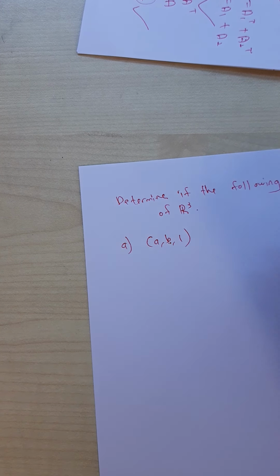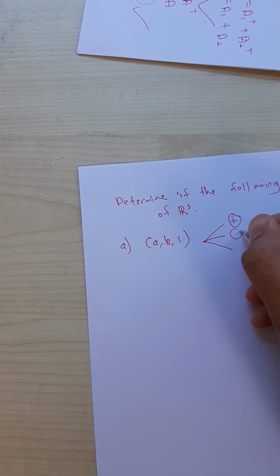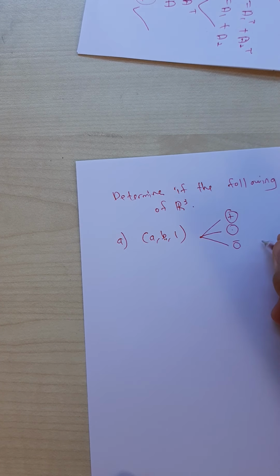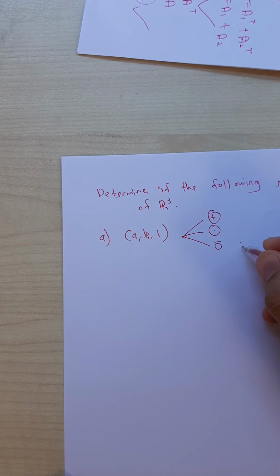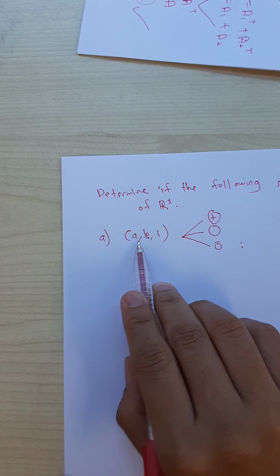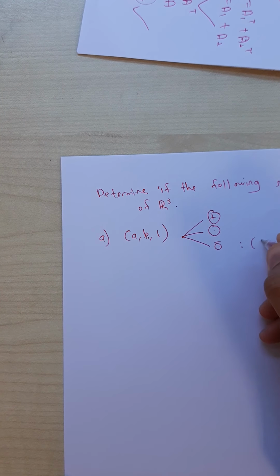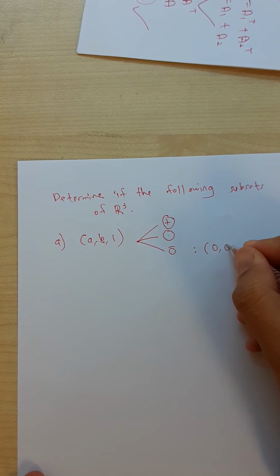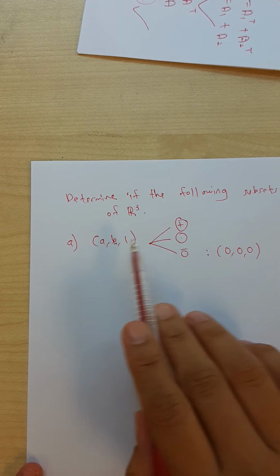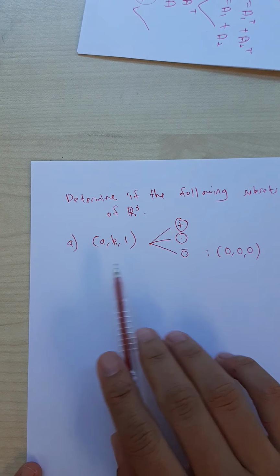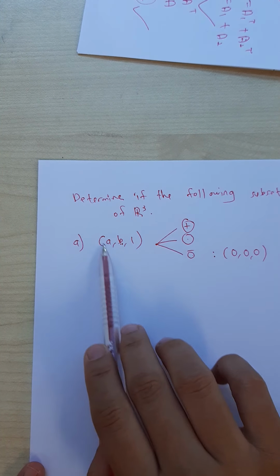So let's first of all check. There are basically three things that I want to check: addition, scalar multiplication, and also the 0 vector. Let's check the 0 vector. Can a 0 vector be inside here? Because the 0 vector in R3 is given by (0, 0, 0). Am I right? As you can see, if you compare this to the form here, there is no way you can get (0, 0, 0) out of this.